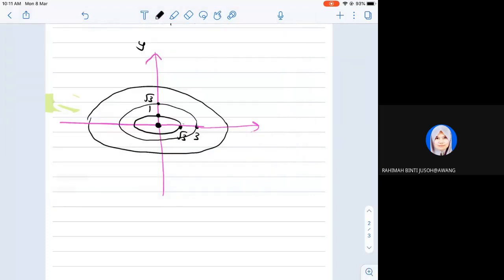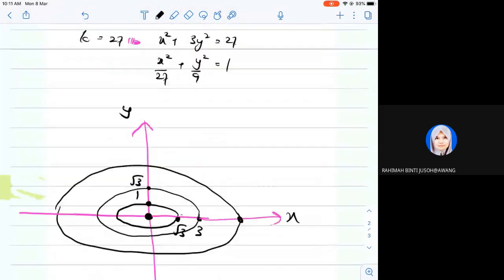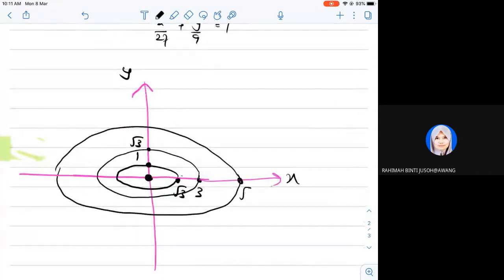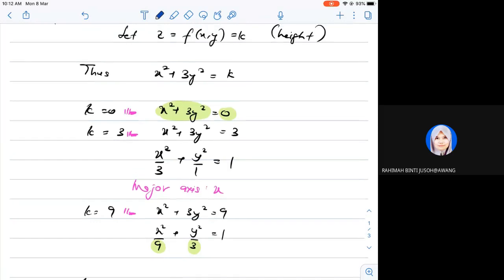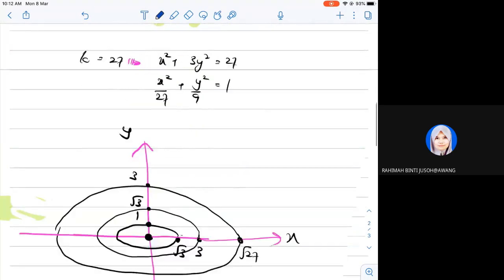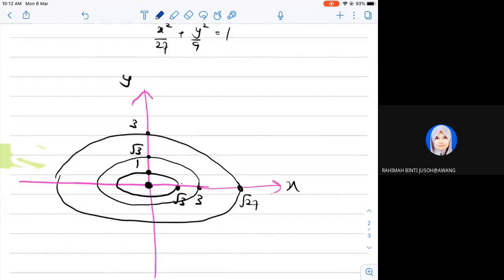This is x. So the values of x should be square root 27. So kita ada square root 27. Dekat y kita ada 3 lah. Of course, like that. So now basically, if you notice in this equation, okay guys, kalau you perasan dalam soalan ni, when k is getting larger, the radius or the size of the ellipse also increases, right?